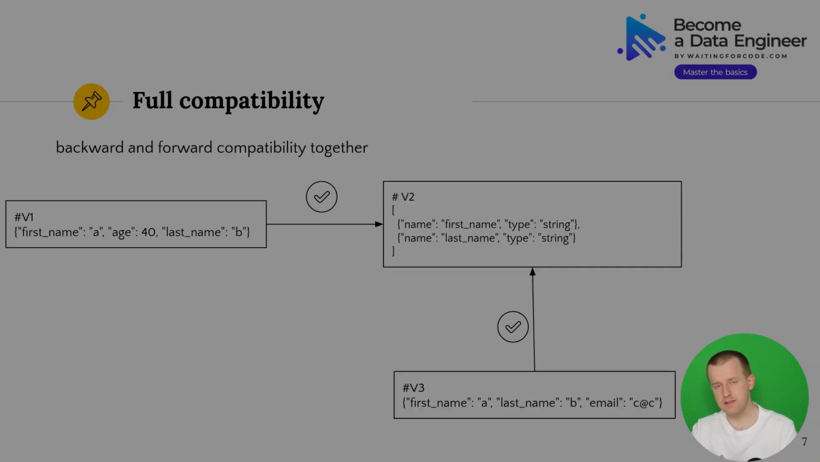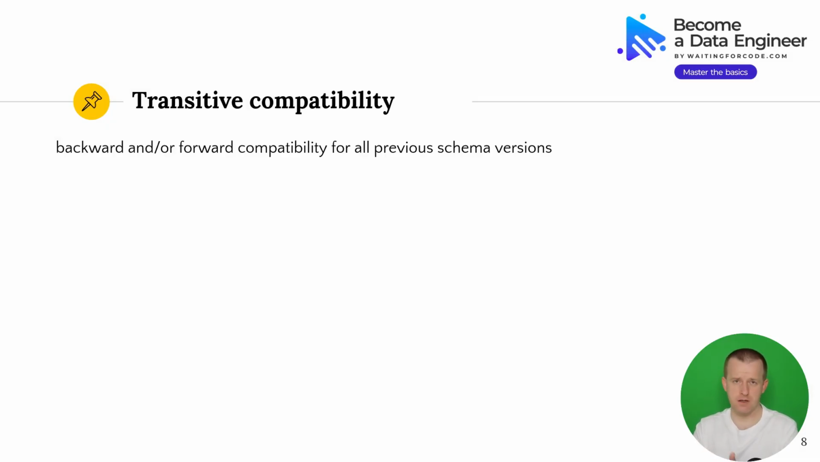The third one is the full compatibility, meaning that the backward and forward compatibility can work together. And there is also transitive compatibility, meaning that backward and forward compatibility apply to not only the previous versions of the schema, but also to all previous or all next versions of the schema.